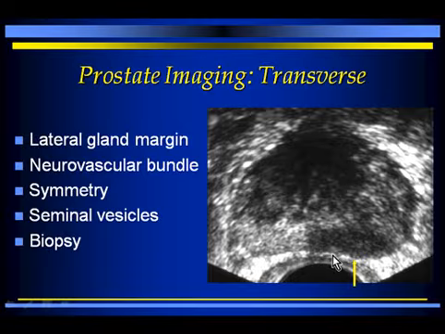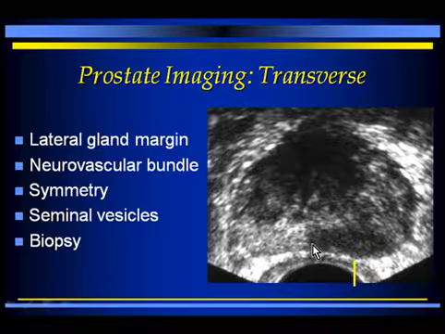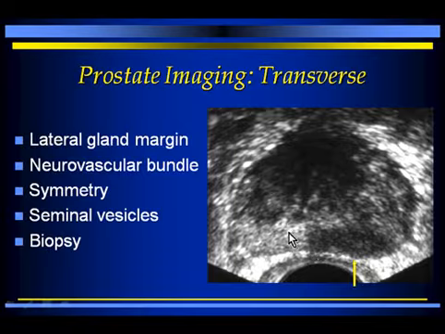And if you look carefully, there's a slight irregularity of the contour here as well, invasion through the perirectal fat from the prostate into the rectum. But the transverse image allows you to make that comparison of side to side. It allows you to look at the neurovascular bundle here and here to check them for symmetry. You can see the seminal vesicles and check those for symmetry.